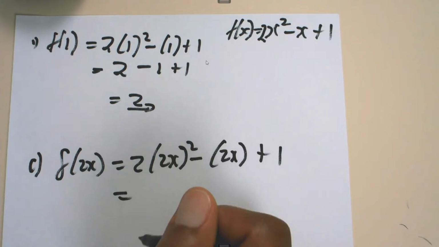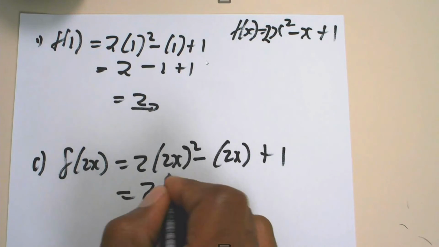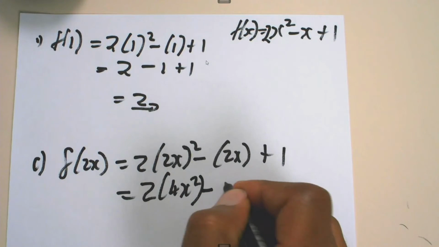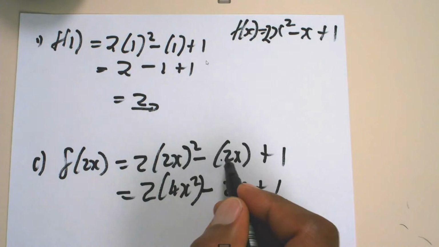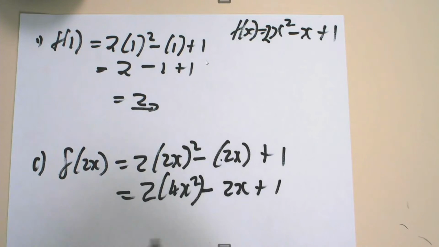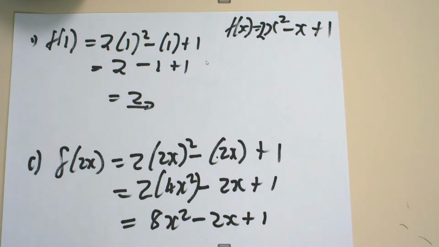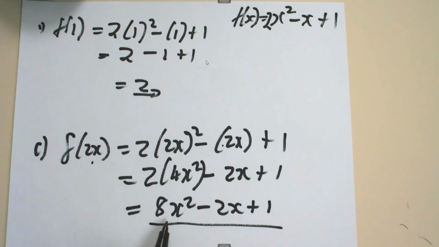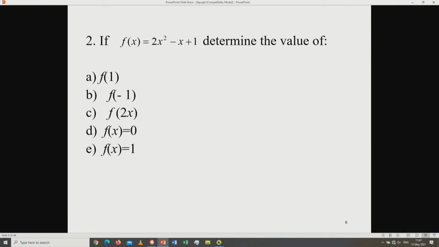So first, BODMAS says brackets first. So (2x) squared is going to be 2 times 4x squared, right? Then minus (2x plus 1), because this is positive, this is negative. So positive times negative gives us negative. So then we've got 8x squared, 2 times 4 is 8, minus 2x plus 1. That is what we have. Please, very important: when x is 2x, then the y will be 8x squared minus 2x plus 1. Right. That is C.